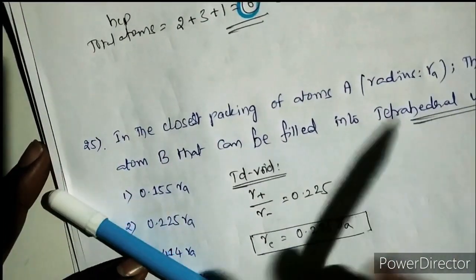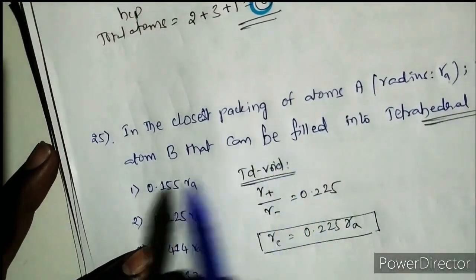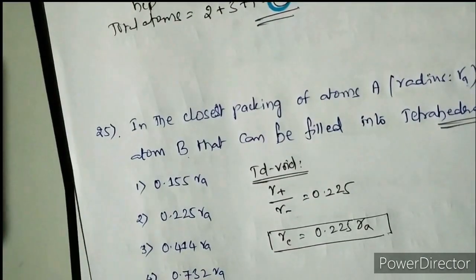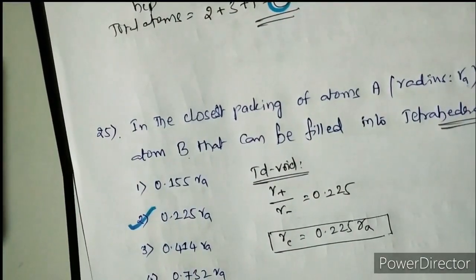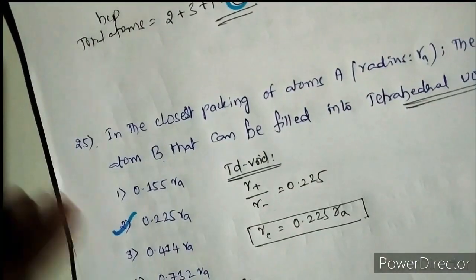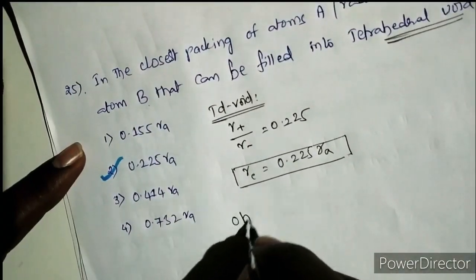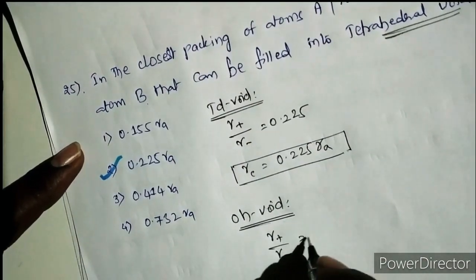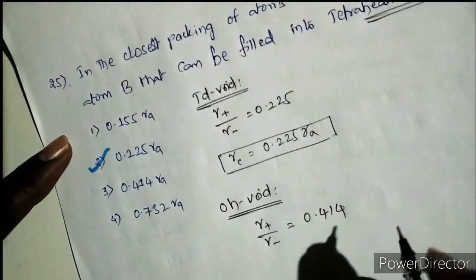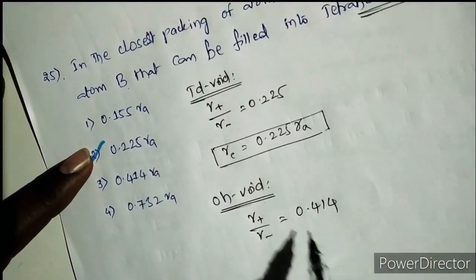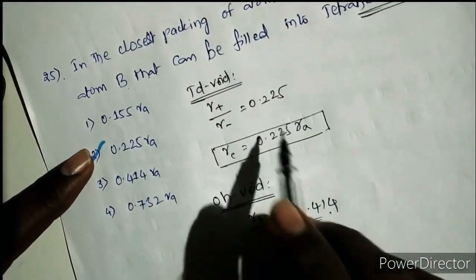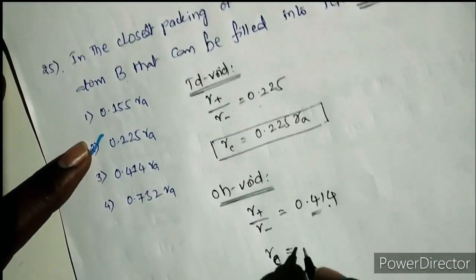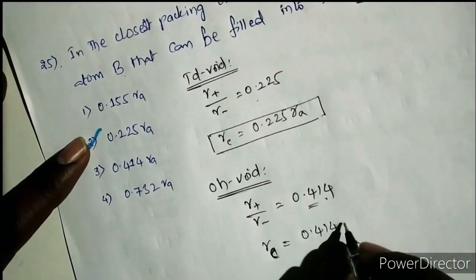This is the radius of A, the radius of the anion. They are asking about B, which means it is an anion. So with respect to the anion, your answer is 2. And in an octahedral void, the radius of cation by radius of anion is equal to 0.414. The octahedral void is always bigger than the tetrahedral void. So the radius of cation is equal to 0.414 times the radius of anion.